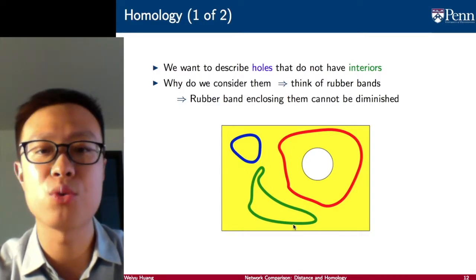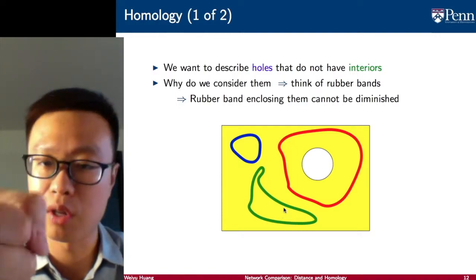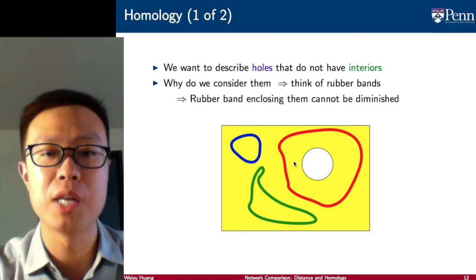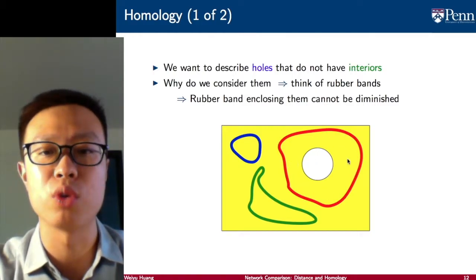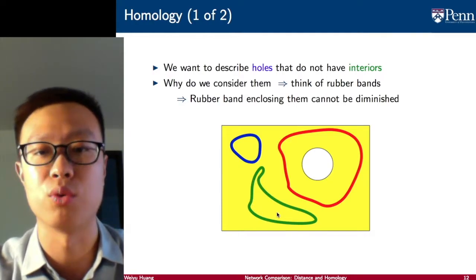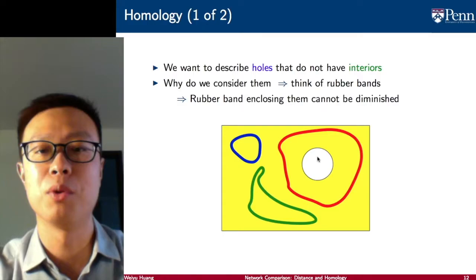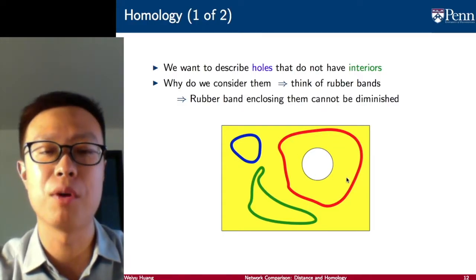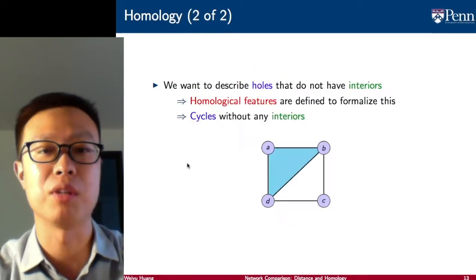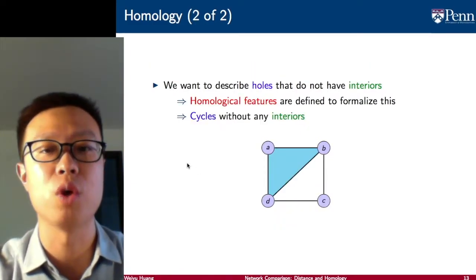You can imagine moving these rubber bands arbitrarily. However, you cannot lift them from the plane. Then no matter how you move them, the red one is always going to enclose the hole, and the blue one and the green one are never going to enclose the hole. Therefore, we want to find a difference between the red rubber band and the blue and green rubber bands. This can be done by homological features, which try to formalize the notion of holes that do not have interiors.